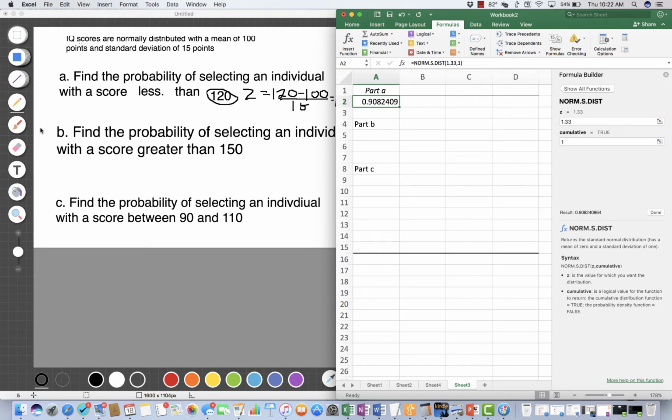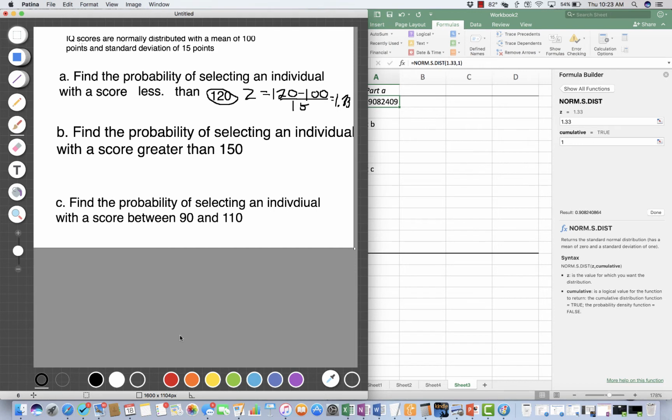It is important to note that Excel always, always, always gives us the probability of less than. So if we are looking for a greater than, we do need to do a little bit of additional math work. Let's take a look at a different function we can use in Excel. The norm.s.dist requires you to do the background work of finding the z-score. There is a function built into Excel that does not require you to do this. It requires you to pick out the x, the mean, and the standard deviation.